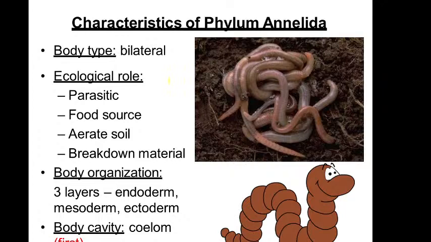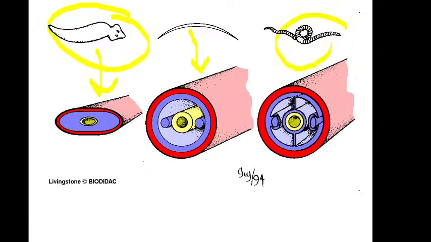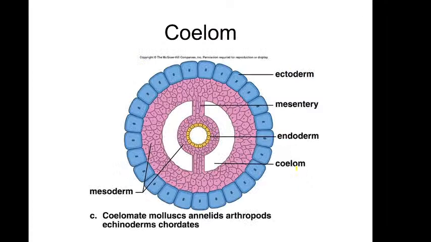So this is the phylum Annelida, and of course the earthworm has many roles. They have some ecological roles like parasitic, food source, irrigation, and breaking down material. They have body organization with endoderm, mesoderm, and ectoderm, and their body cavity is made up of coelom. Flatworms are acoelomates, roundworms are pseudocoelomates, but earthworms are true coelomates. So this is the coelom which we have, in between the endoderm and the mesoderm.